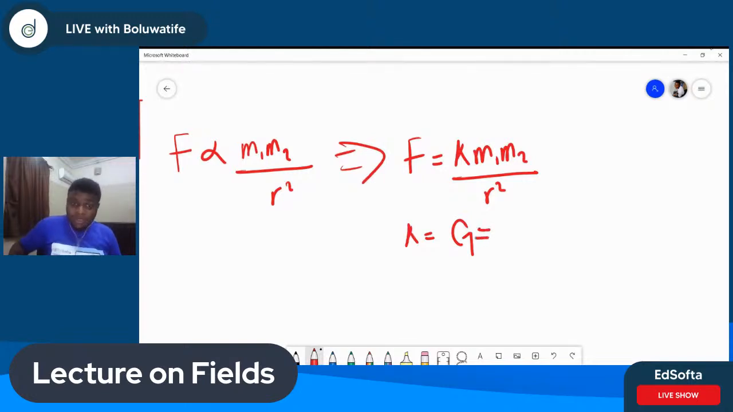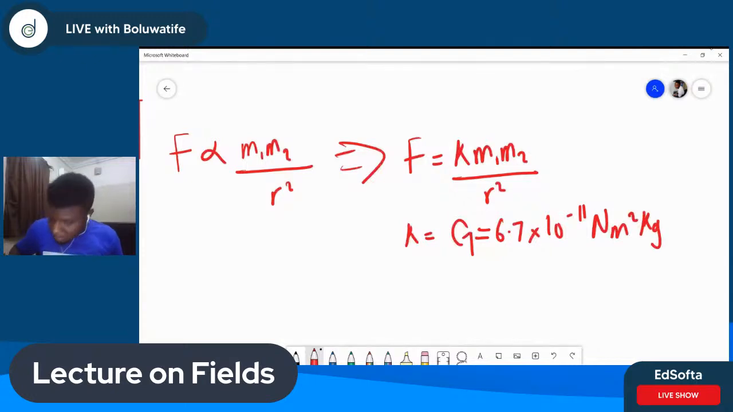And the constant is given, which will always be given to you in the exam, as 6.7 times 10 raised to the power minus 11 Newton meter squared per kilogram squared. So that's the gravitational constant, and that's the unit. It's as simple as that. Nothing added, nothing removed.